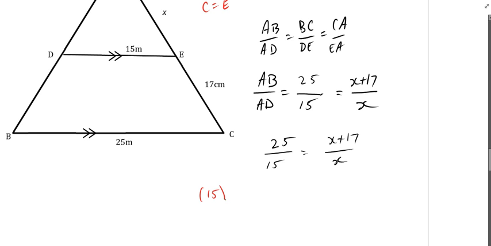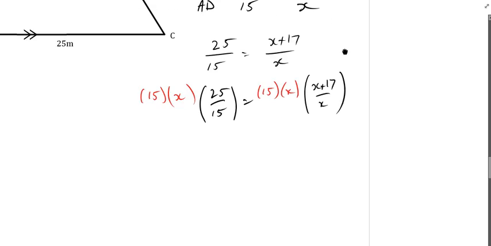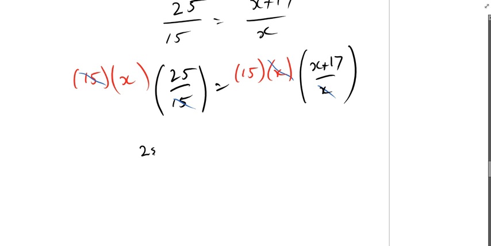Watch what this is going to look like. One of my denominators is 15. One of my denominators is x, times 25 over 15. Doesn't this look familiar? 15 times x plus 17 over x. And then again, you want to watch carefully here. These guys are gone. And these x's are gone. And I have no fractions left. So x times 25, that's 25x. And this works out to 15 times x plus 17. Do you remember that? That's from like a week ago or whatever.